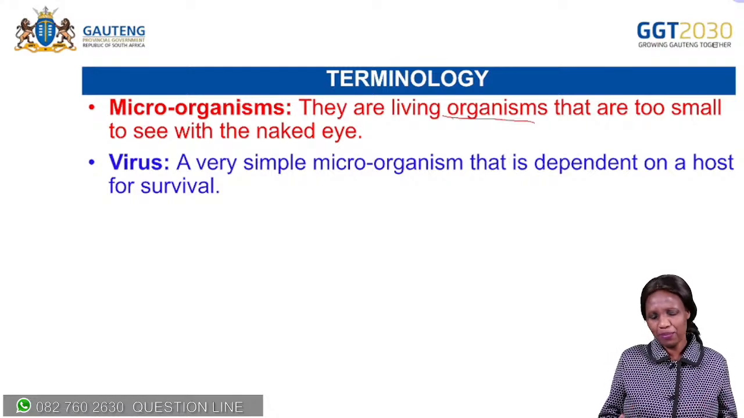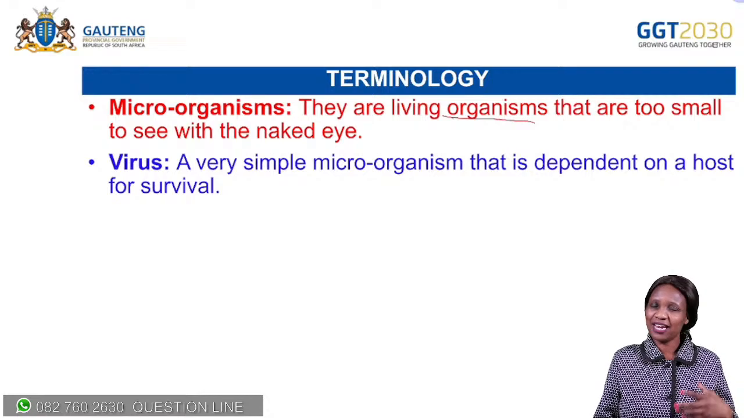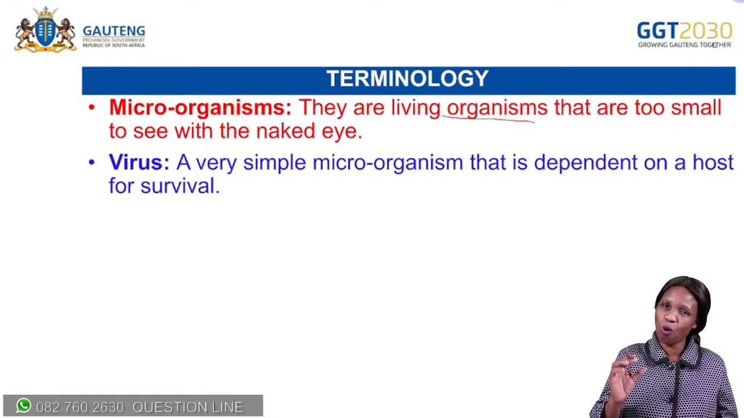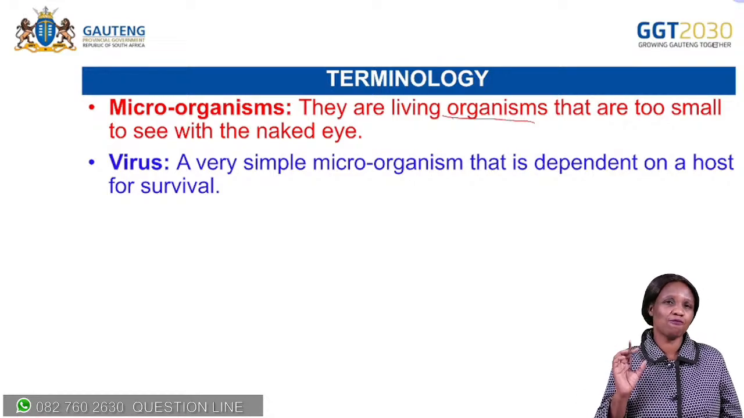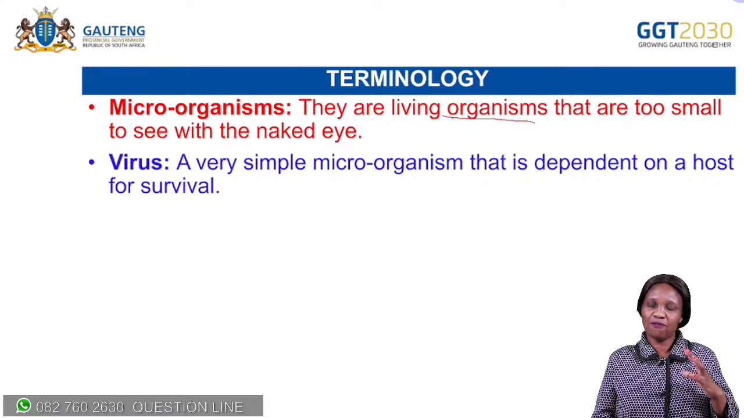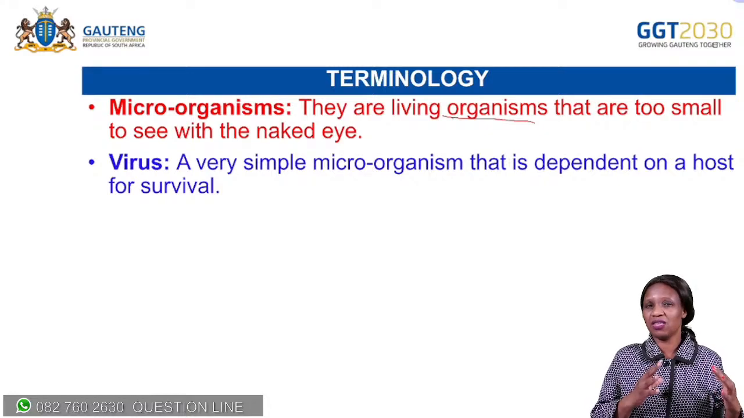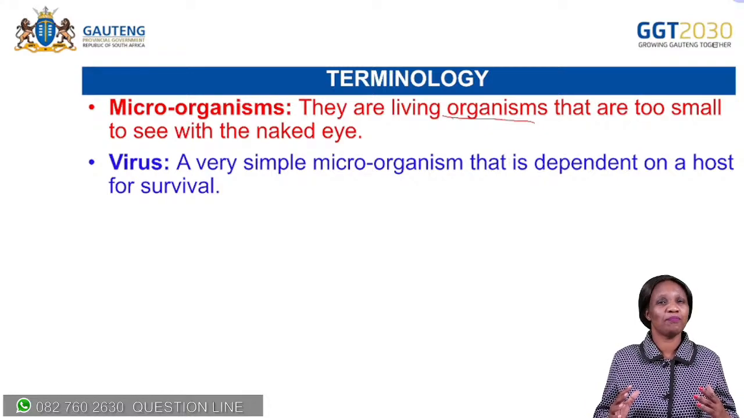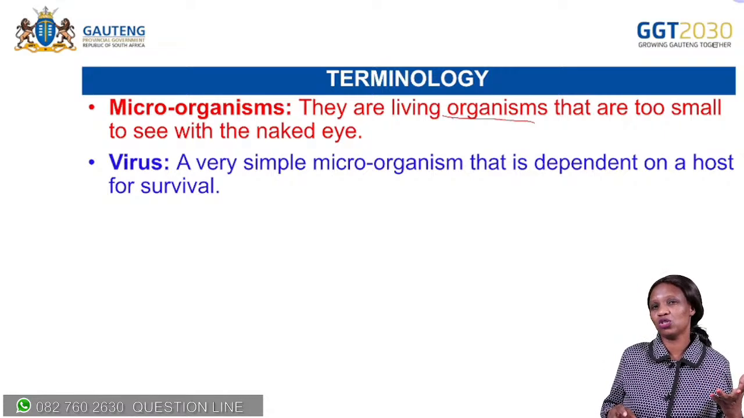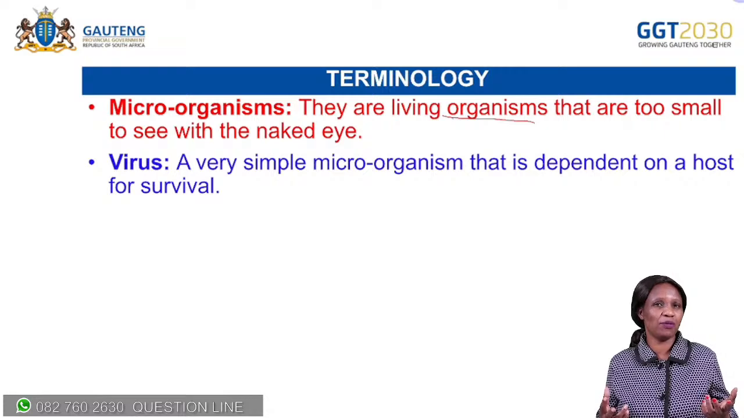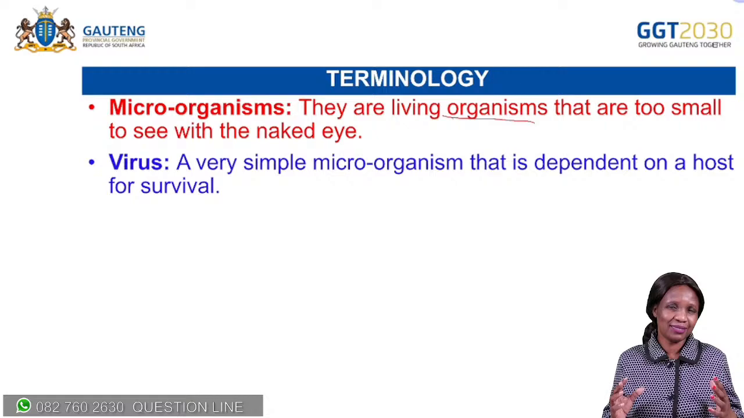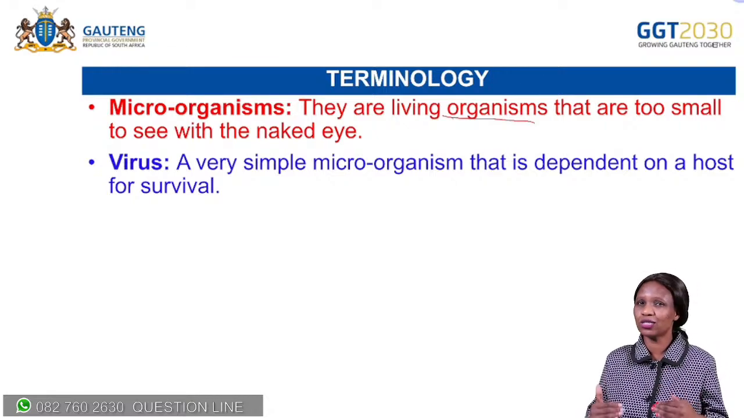And then we've got another term, virus. What do you think a virus is? A virus is a very simple microorganism that is dependent on the host to survive. What do we mean if we say it is dependent on the host to survive? The viruses cannot survive on their own, and they don't carry out the 7 life processes. We are talking about reproducing, we're talking about growth, secretion, sensitivity, feeding, but they depend on the host to survive.